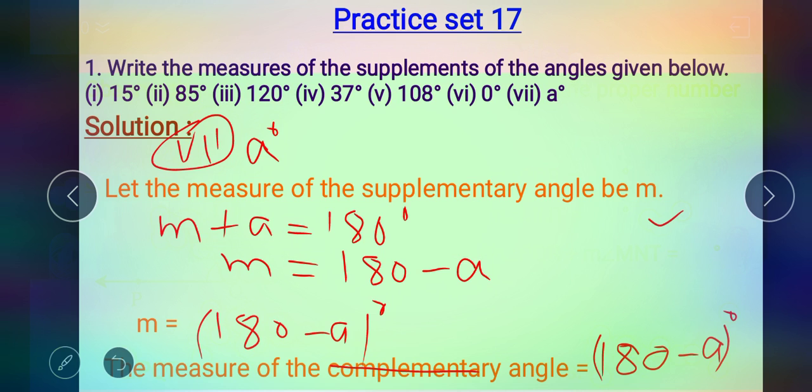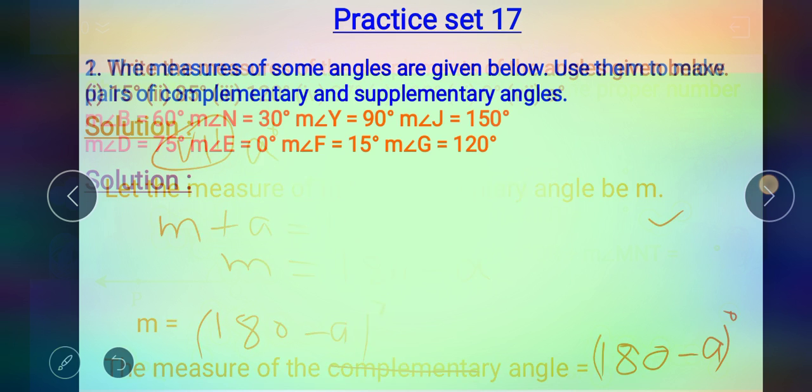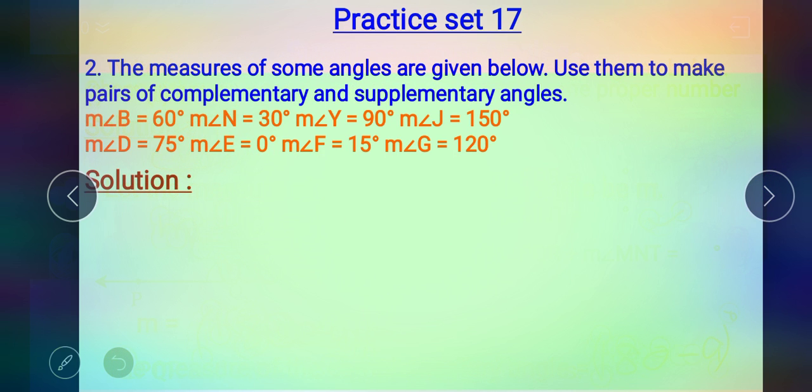So in this way you can solve, and you can get all answers, students. Students, when you see question number 2 over here, practice set 17, question number 2: the measures of some angles are given below. Use them to make pairs of complementary and supplementary angles.